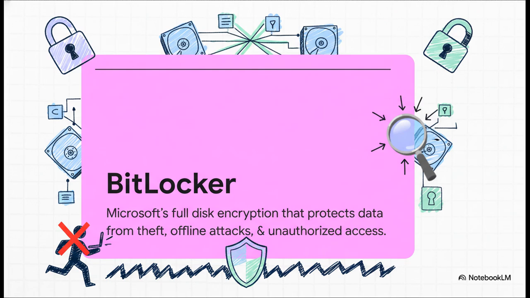And you know what? The solution is already built right into Windows. It's called BitLocker. This is Microsoft's own full-disk encryption tool, and its whole job is to scramble your data and make it totally unreadable to anyone who shouldn't have it. Think of it as your absolute first and best line of defense against physical theft.